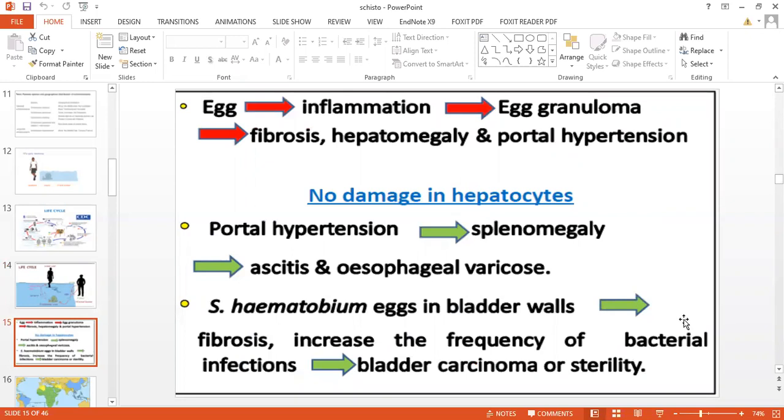This is the sequence of events that can eventually happen once it has infected a person: eggs, inflammation, and from the eggs, granuloma, fibrosis, hepatomegaly, and portal hypertension. And for portal hypertension, splenomegaly, ascites, and esophageal varices may be the eventual outcome. While in the urogenital form, hematobium eggs attack the bladder wall, and the bladder wall becomes fibrous and increases the frequency of bacterial infection, and eventually may end up in bladder carcinoma or sterility.